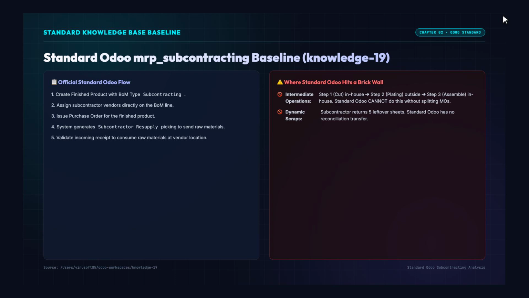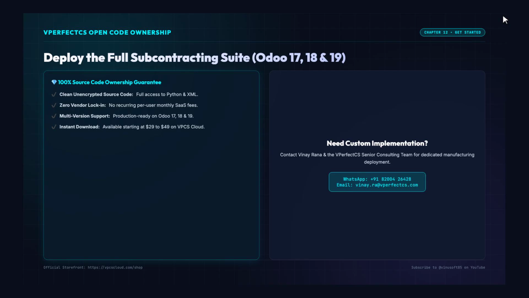Unlike standard Odoo Enterprise SaaS subscriptions that lock you into recurring annual user fees, all VPCS modules are provided under our open code ownership model. When you purchase from our App Store, you receive 100% clean, unencrypted Python and XML source code. You have full freedom to customize, extend, and deploy on your private on-premise or cloud servers with zero recurring licensing fees.